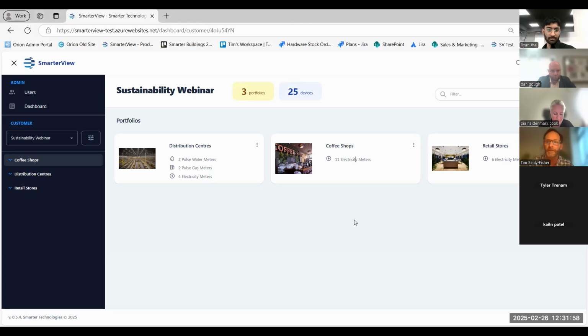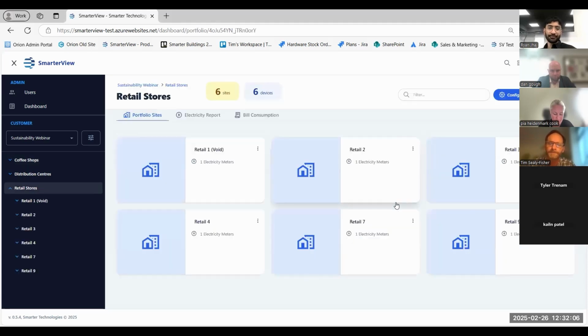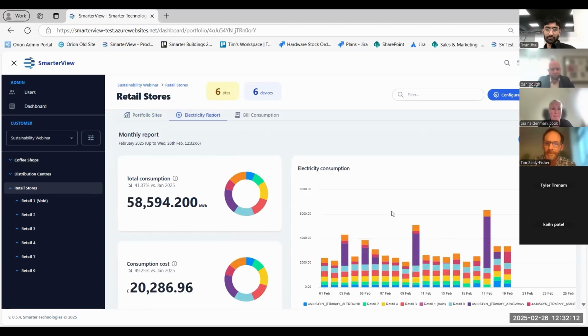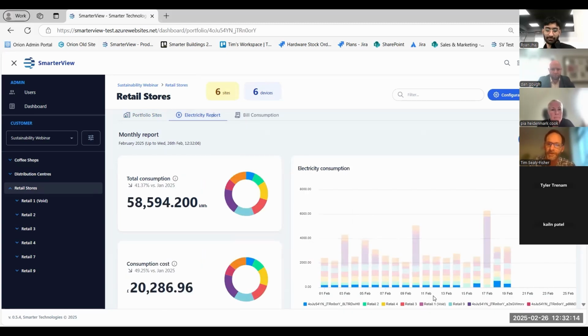But just to start off, I'll kick off at a high level. We've got data from distribution centers, coffee shops, and retail stores to look at in this example. And the most useful place to start is the electricity consumption used store by store across a portfolio.